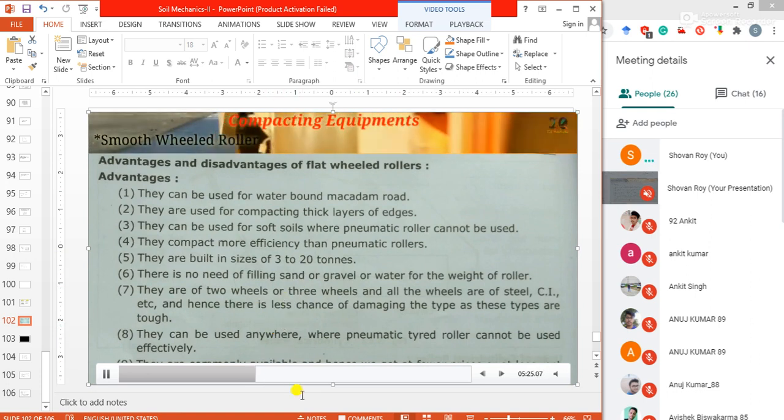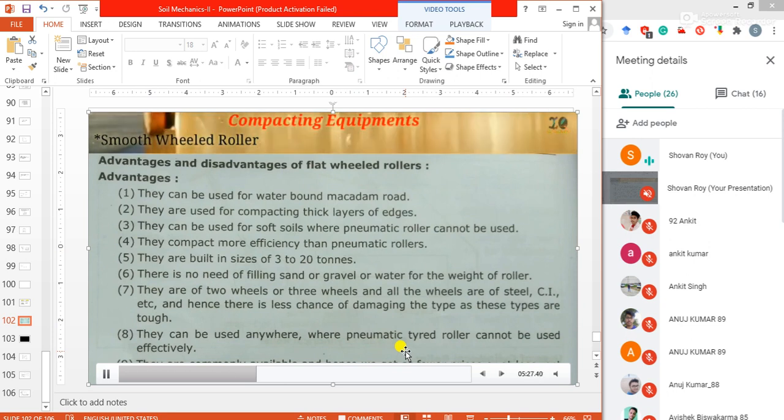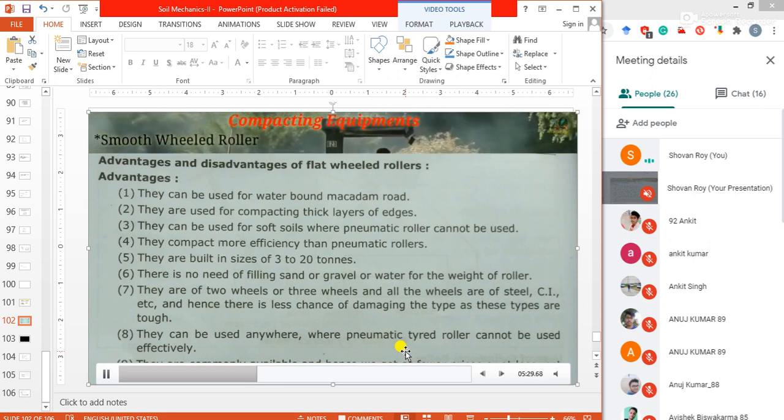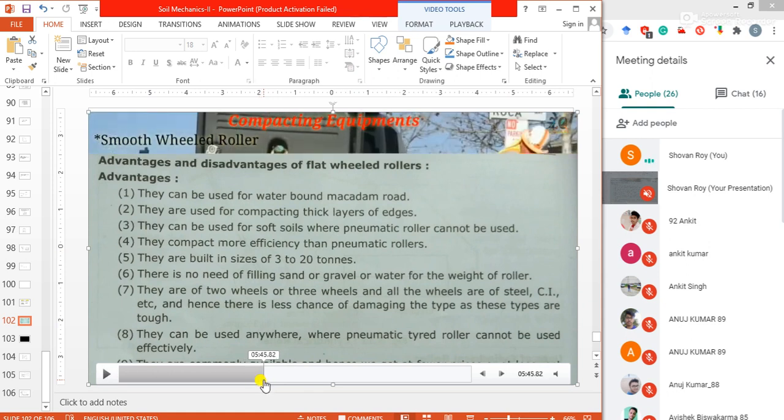Some advantages and disadvantages are there. We'll talk later, but now the important thing is the type. Important is the type. Next.